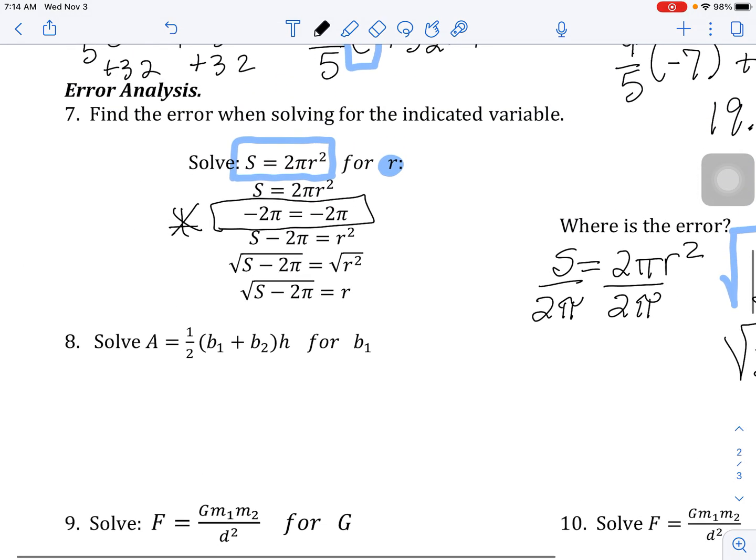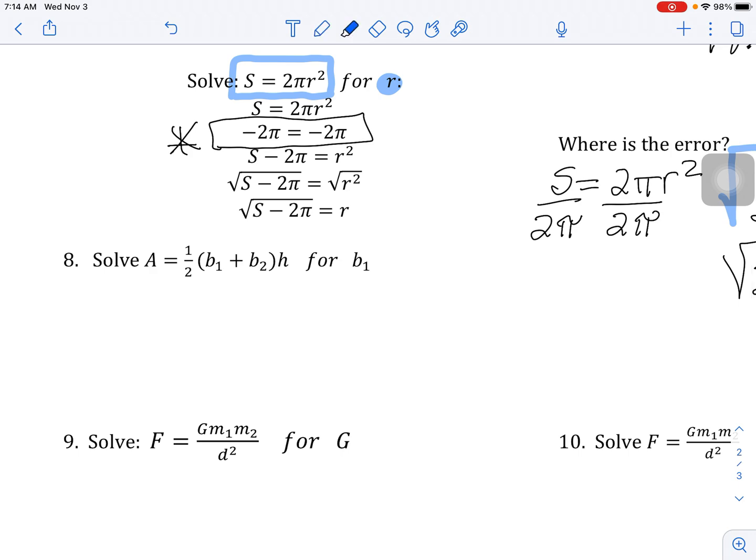Number 8, solve the equation for b1. So again, it's helpful if you highlight the variable that you're solving for. Now you can't get to the inside of the parentheses until you get rid of the stuff on the outside of the parentheses. So I see an h over here, so I'm going to divide both sides by h. So now I've got a over h equals 1/2 (b1 plus b2).